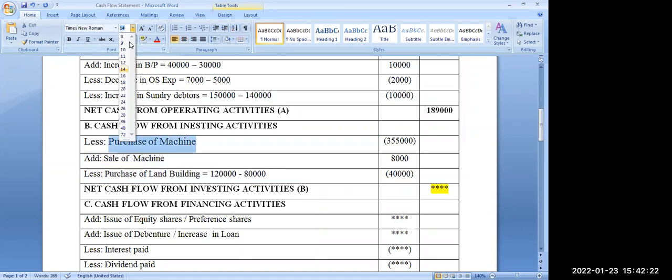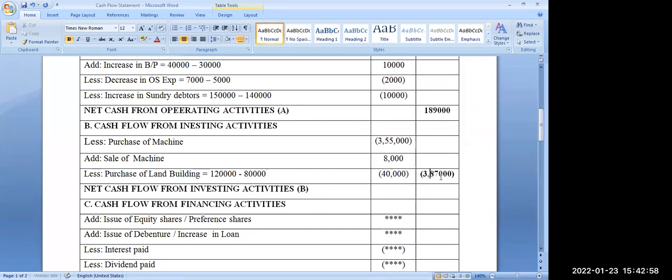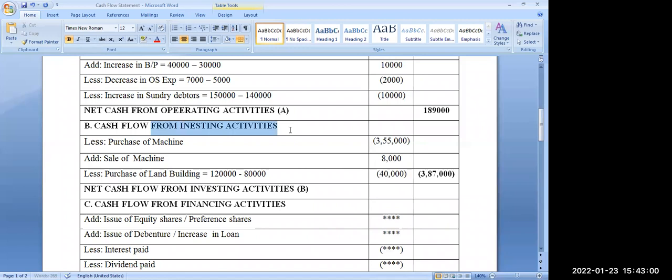How much will be the net effect? Net inflow or net cash flow from investing activity. 3,55,000, that is minus. 8,000 is plus, 40,000 is minus. What's the net result? 3,87,000. Is it minus or plus? Minus. 3,87,000 is a minus amount. That is what we get as net cash flow from investing activities.